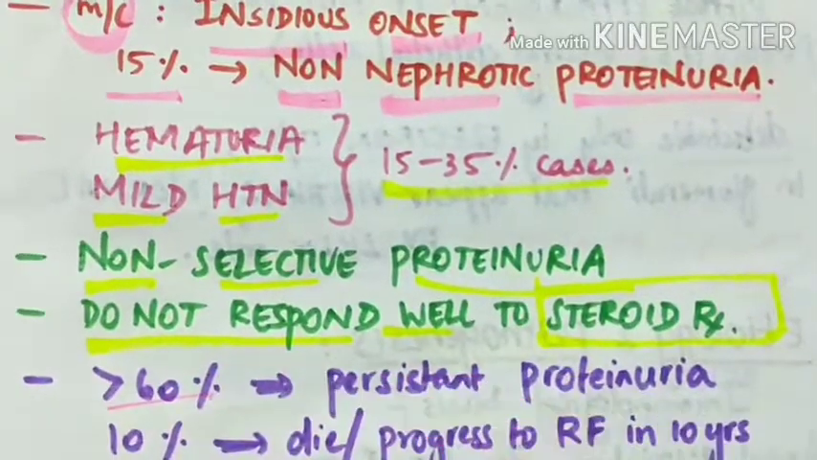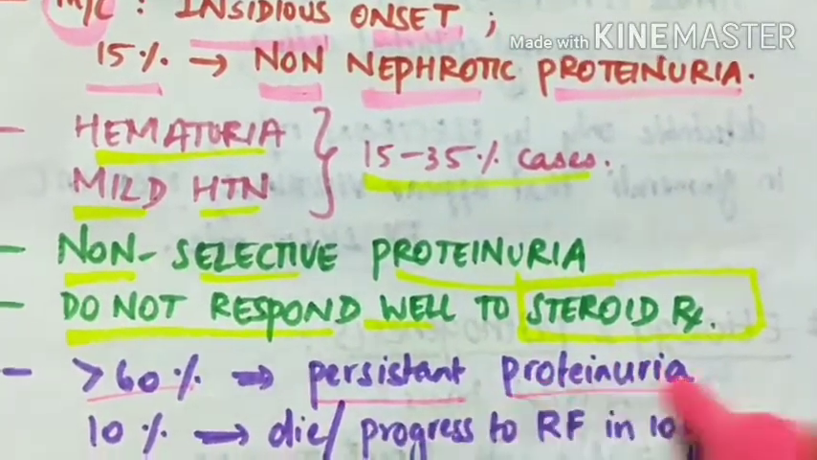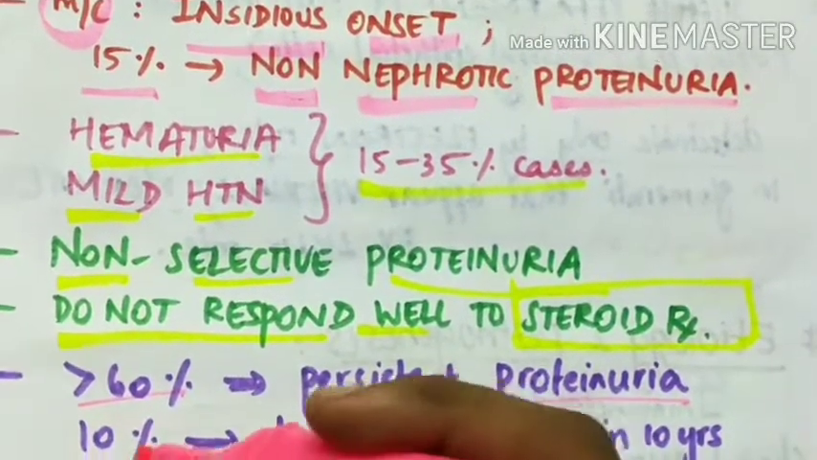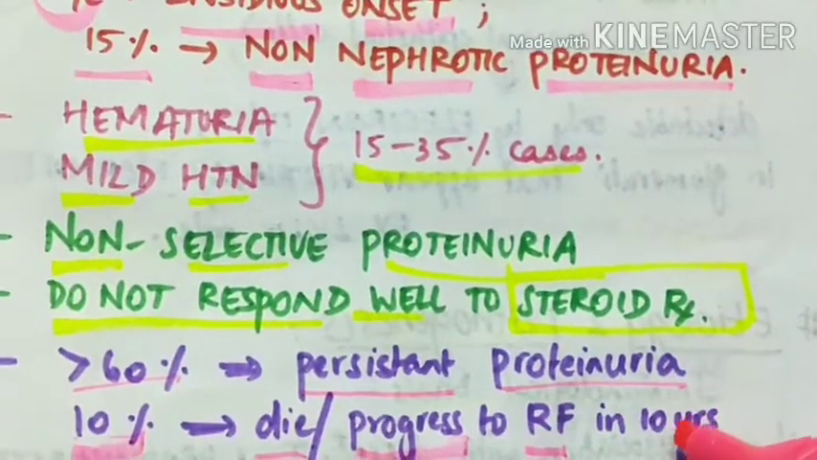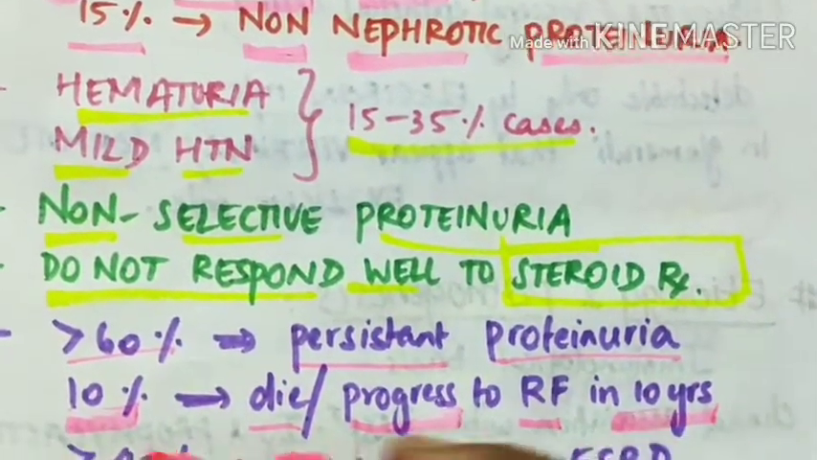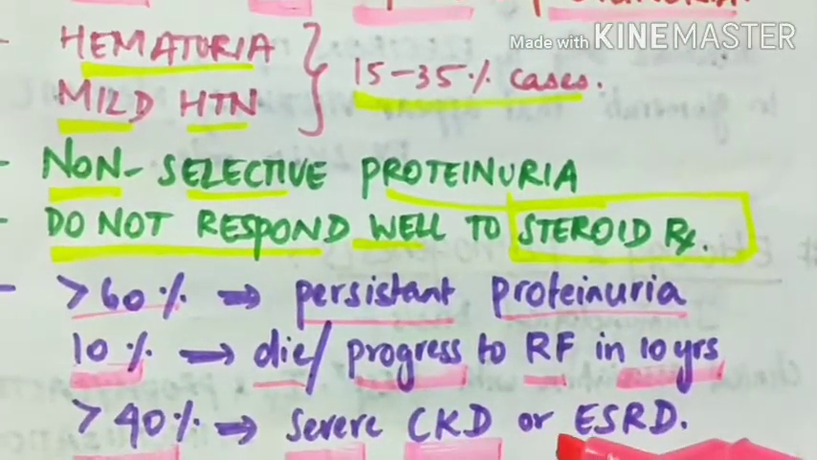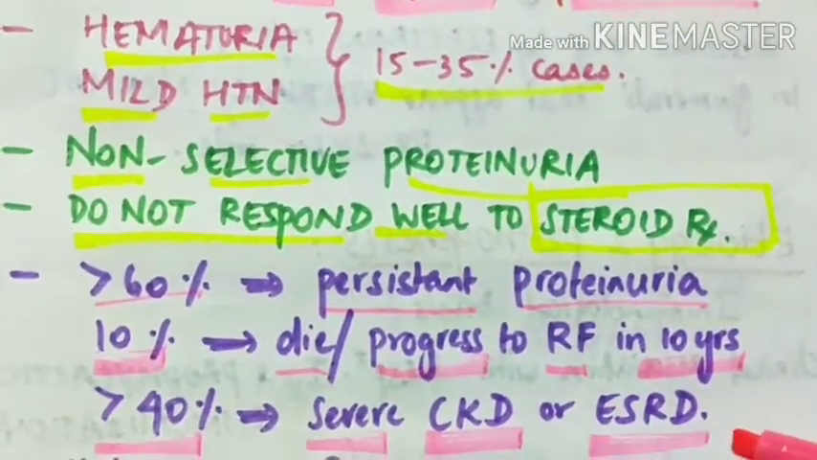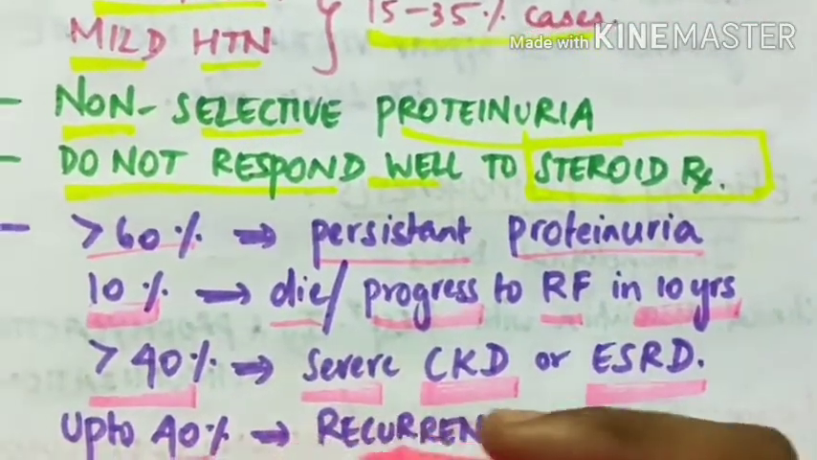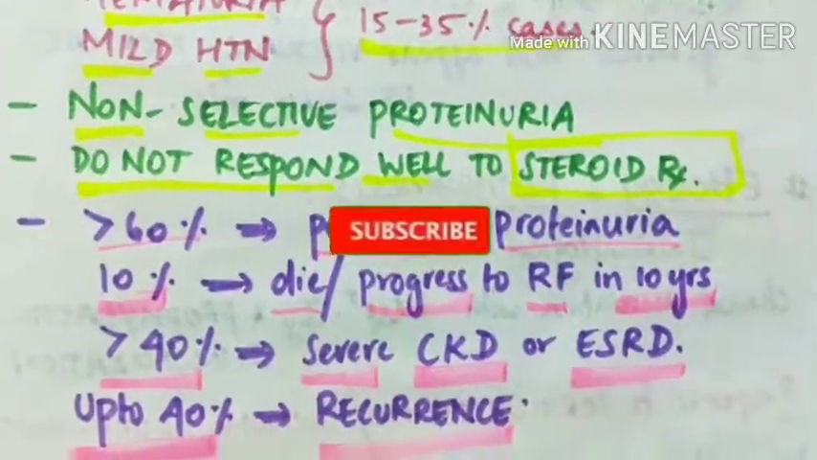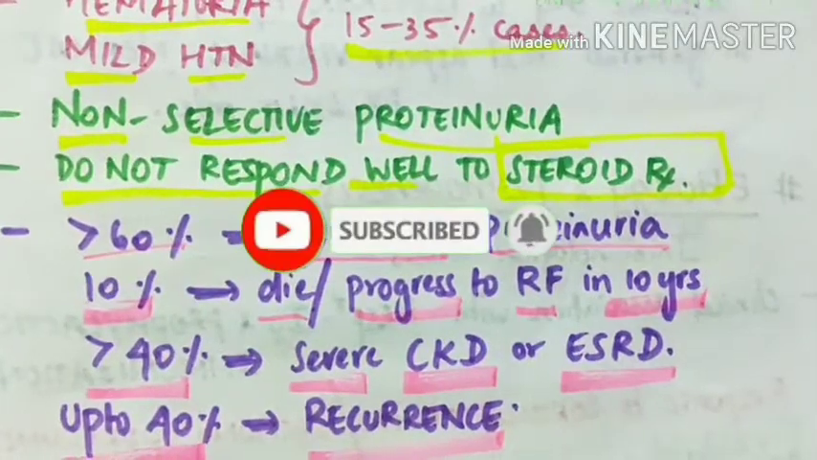More than 60% of the cases have persistent proteinuria even after treatment. 10% of cases die or progress to renal failure within 10 years. More than 40% of the cases end up in severe chronic kidney disease or end-stage renal disease, and recurrence is seen in up to 40% of the patients. So this is about membranous nephropathy, also called membranous glomerulonephritis.